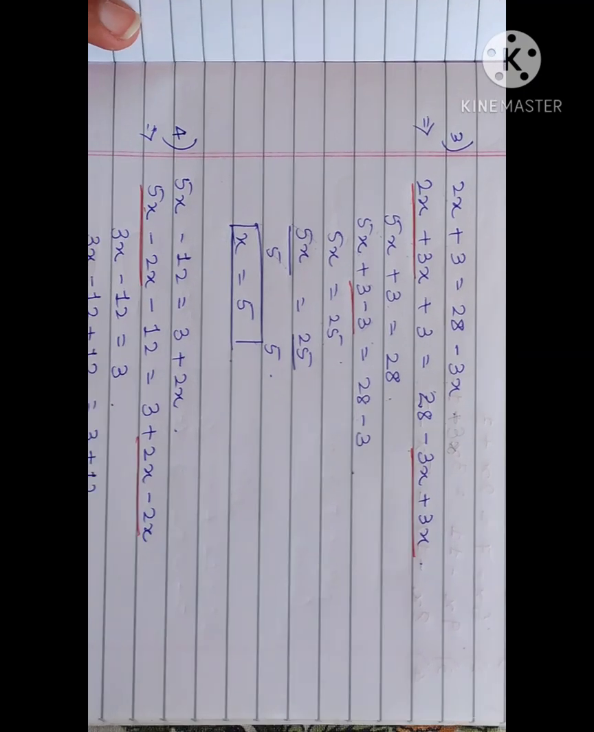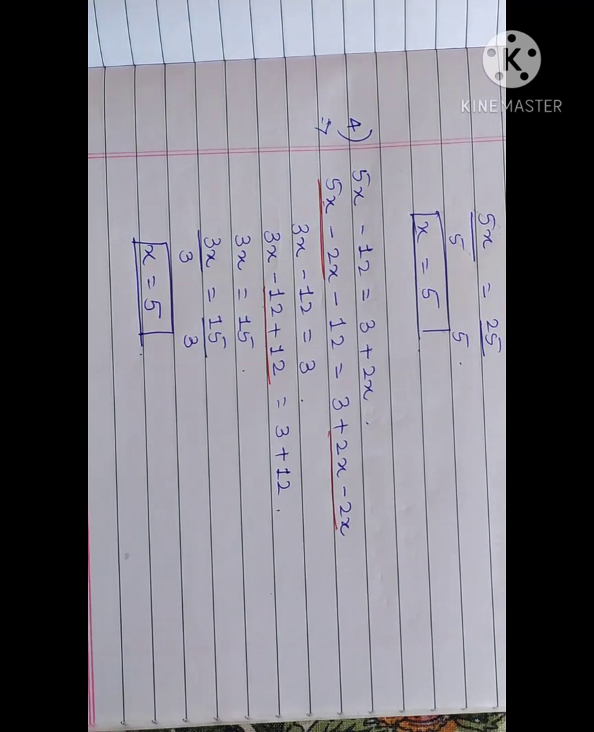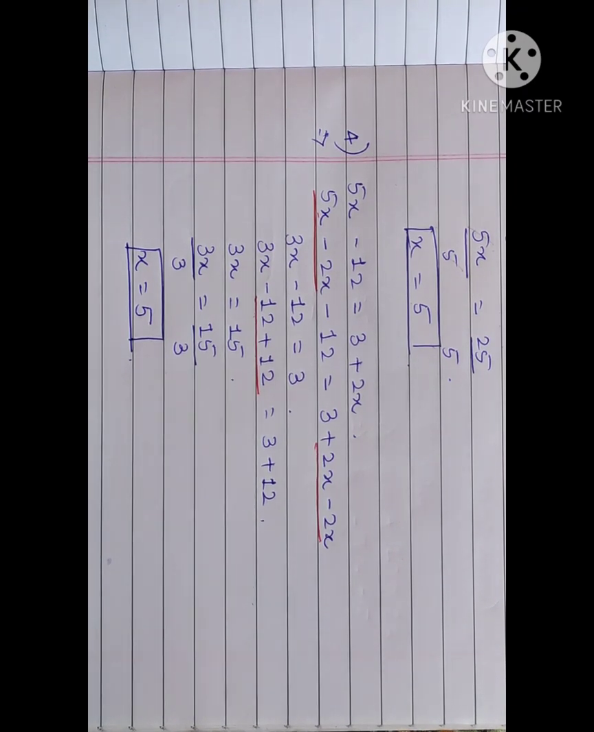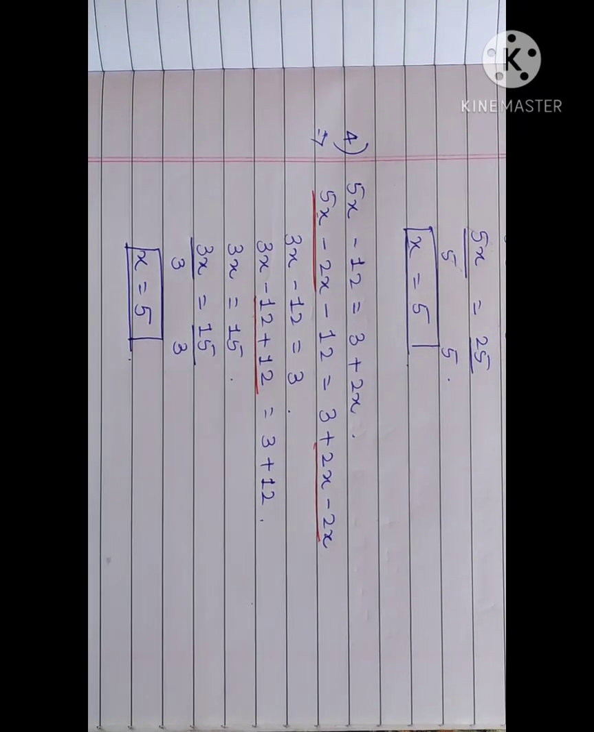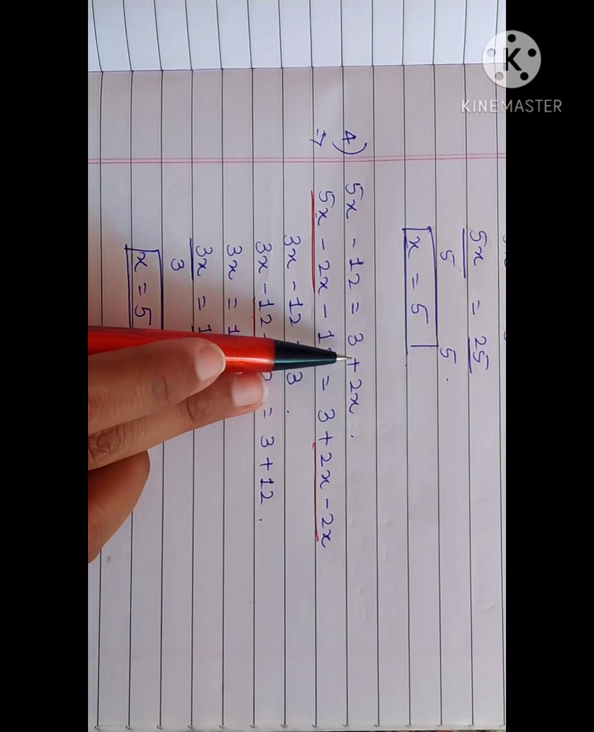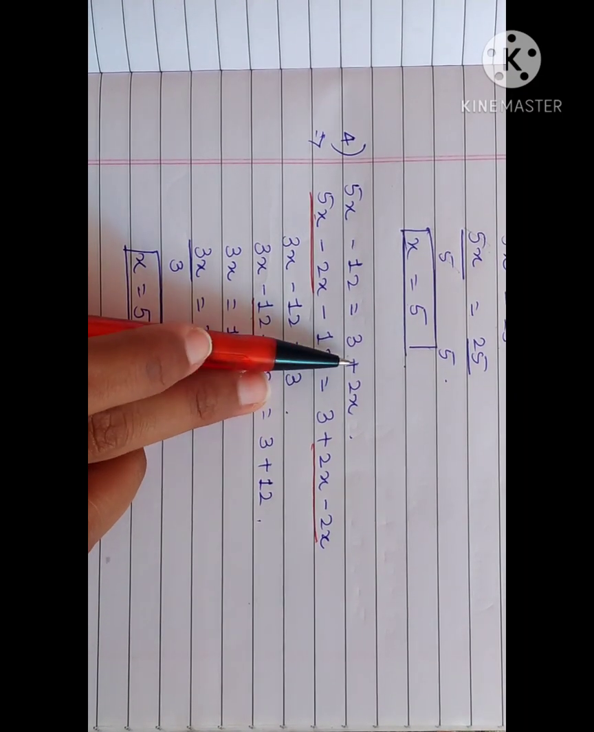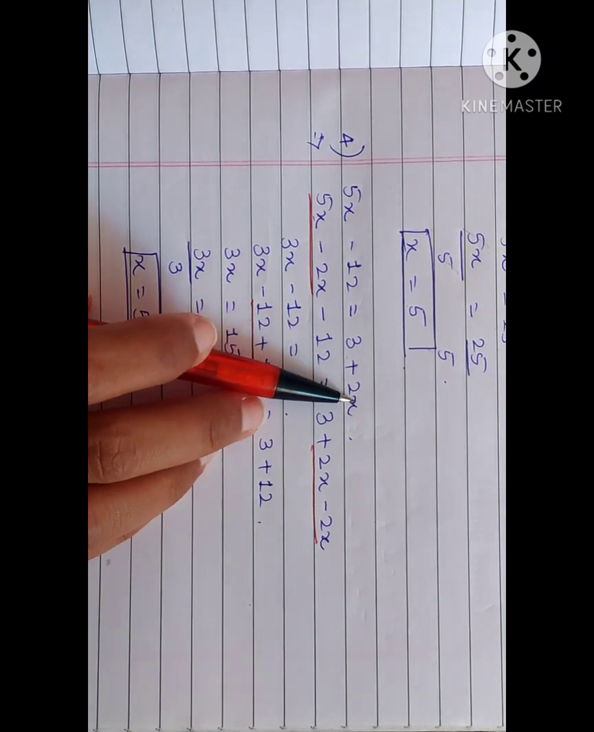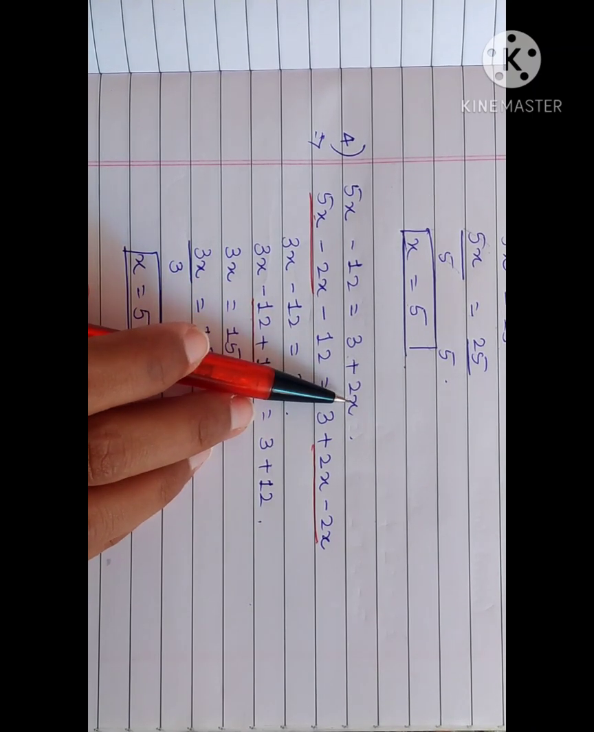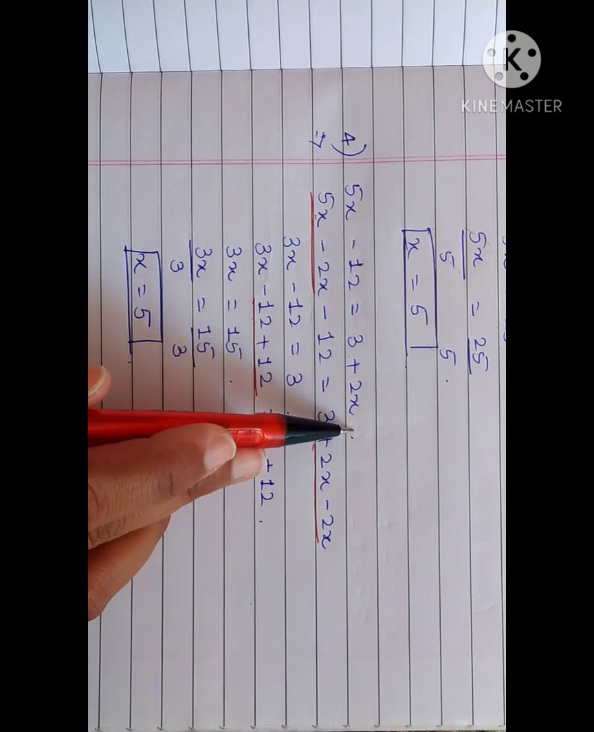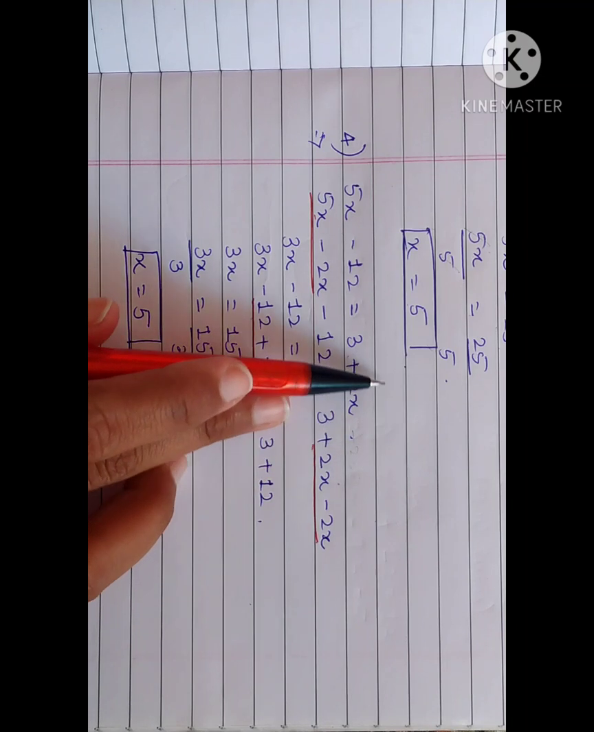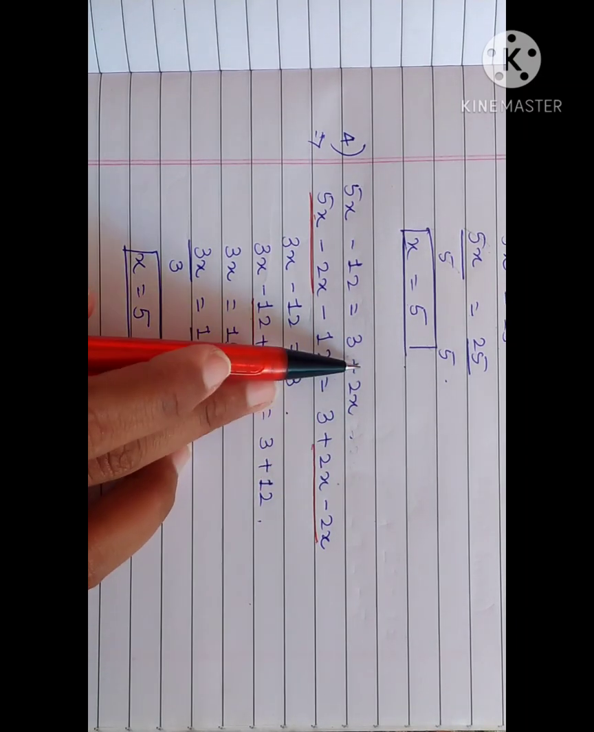Now the next one, it is 5x minus 12 is equal to 3 plus 2x. Now we can eliminate this 2x from here. So this is added, right? This 2x is added here. So we can subtract 2x from here to eliminate it, because this is 2x plus 2x. So if we put minus 2x with it, plus 2x minus 2x will become 0. Okay, so this term is getting eliminated.